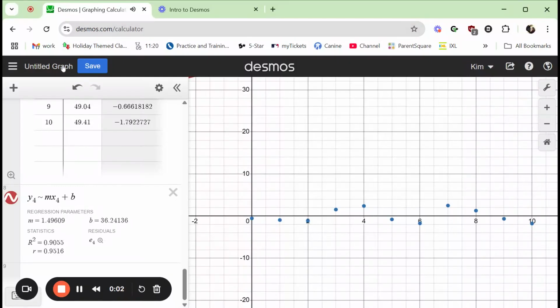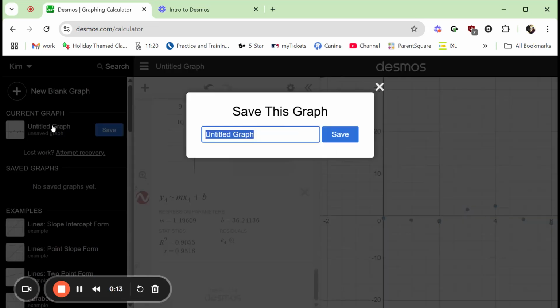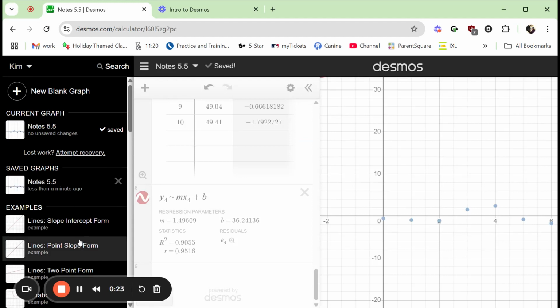Also, make sure that you come up here to the top. Why is it not letting me name it? Oh, there we go. I have to click in here. We're going to name it Notes 5.5. And you have that saved.